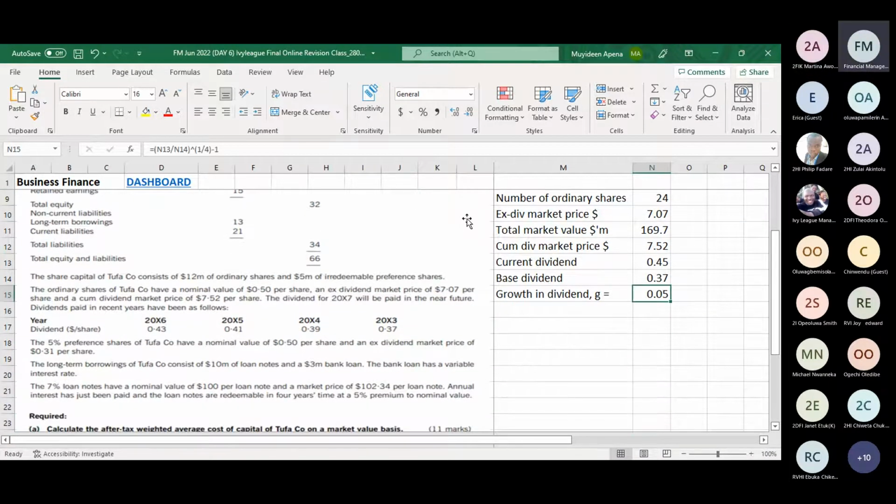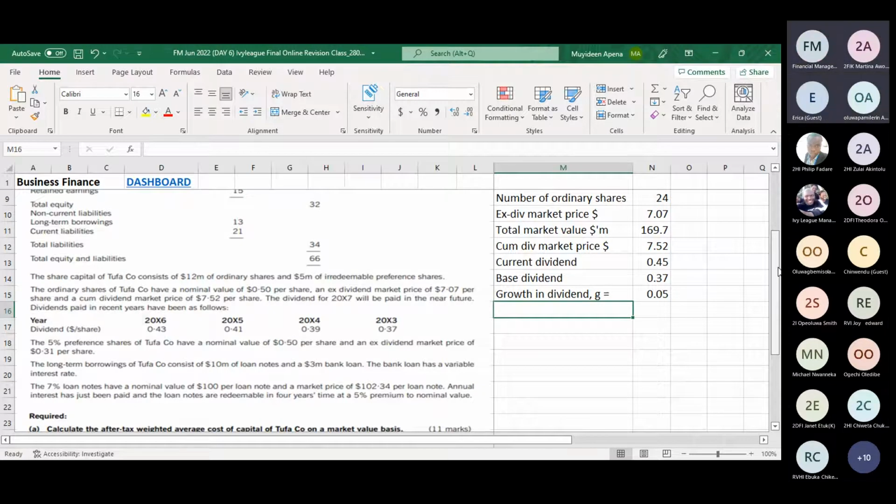Okay. So if that's our G, what do we want to do with the G? To calculate cost of equity. Exactly, because we are to calculate WACC. We need cost of equity. We need the total market value of equity. We've gotten the total market value of equity. We now need cost of equity. That's why we have calculated G. So using the dividend growth model, our KE will be equal to what?